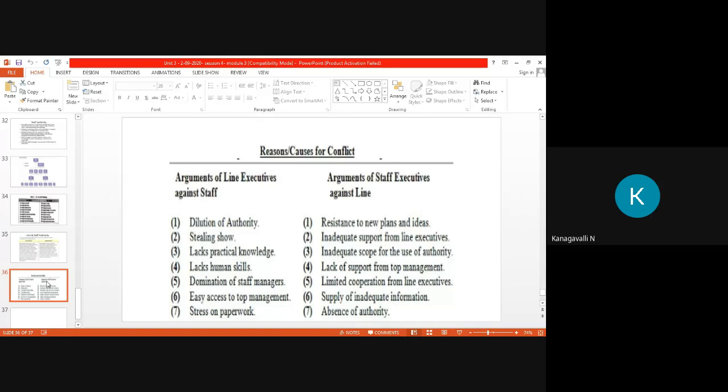Another advantage of the line and staff organization is greater flexibility, in the sense that new specialized activities can be added to the line activities without disturbing the line procedure. Then the main part: the staff specialists help the line managers in taking better decisions by providing expert advice. Now, next part.